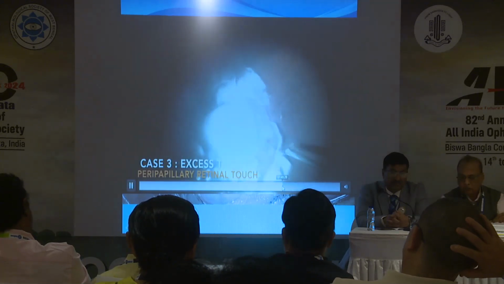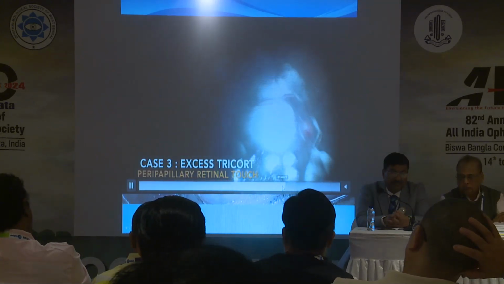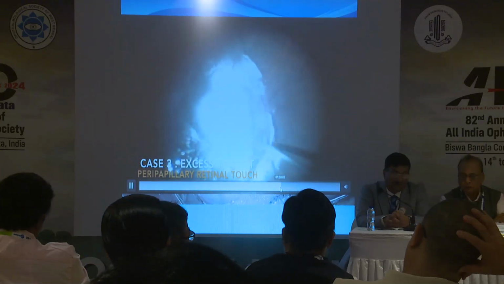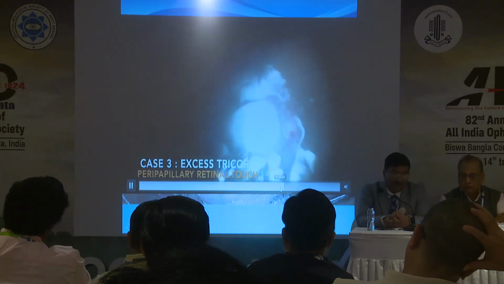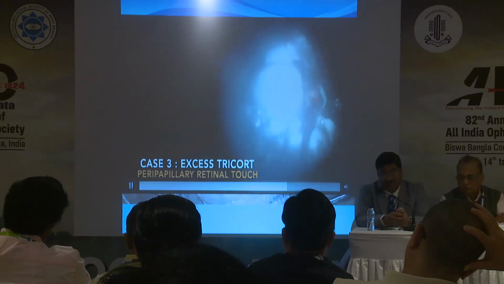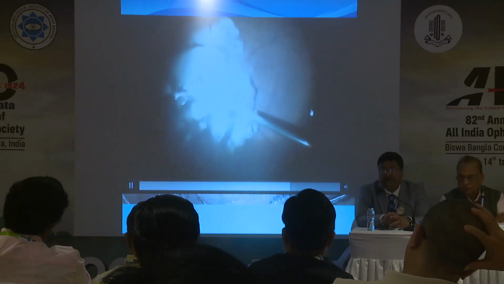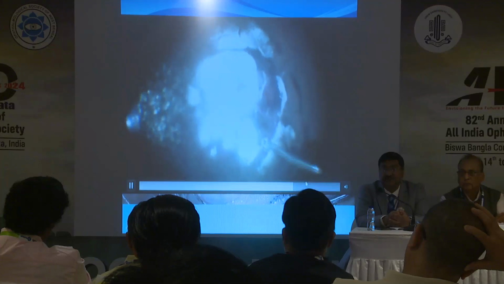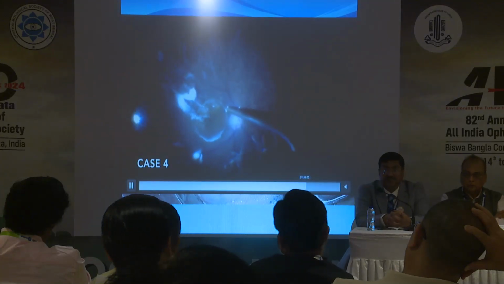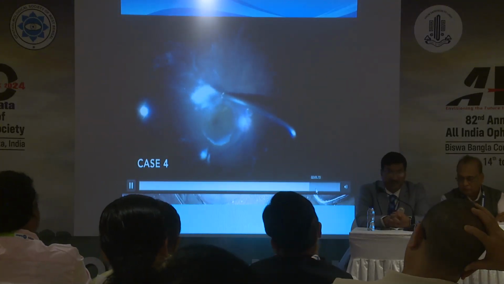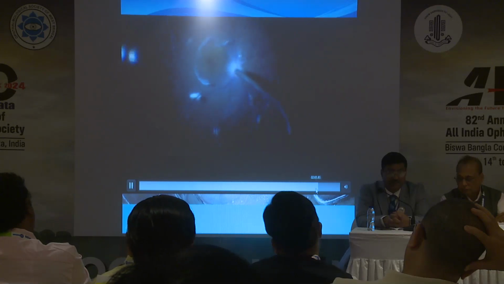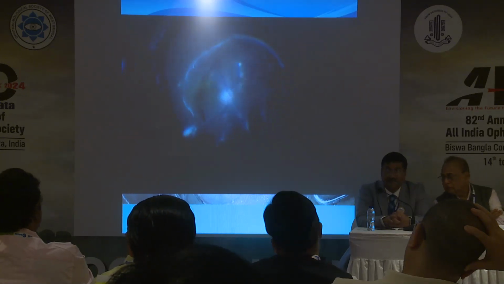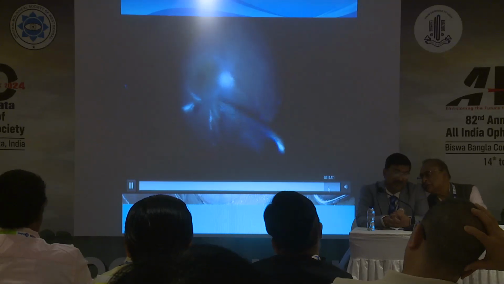It is not just about removing the vitreous, but also about securing the retina. And this was a case where, before attempting the PVD, I should have removed the excess triamcinolone, and I ended up touching the retina and creating a break near the peripapillary area. And this is another case of a broad VMTS where, after the PVD had been completed and the VMTS removed, there was a peripheral break.